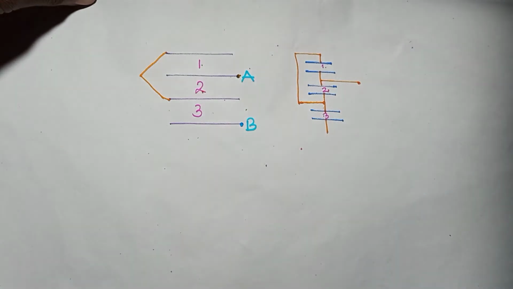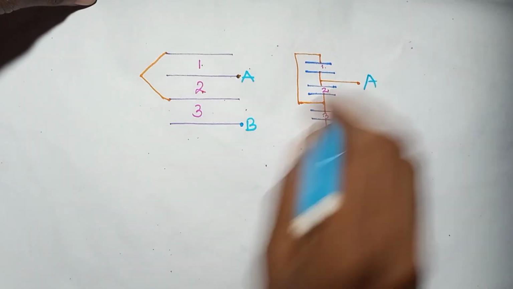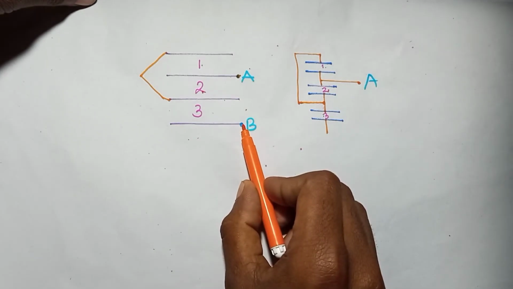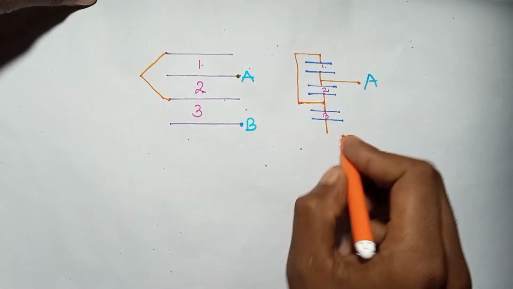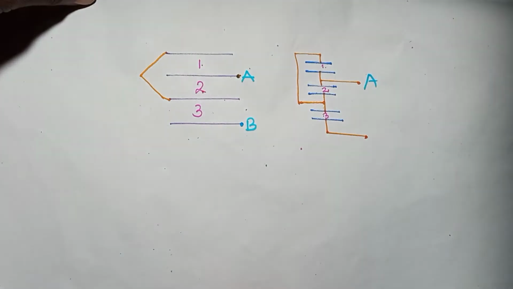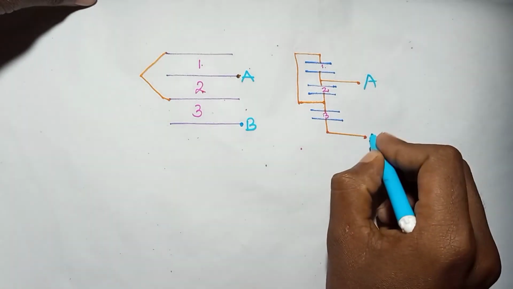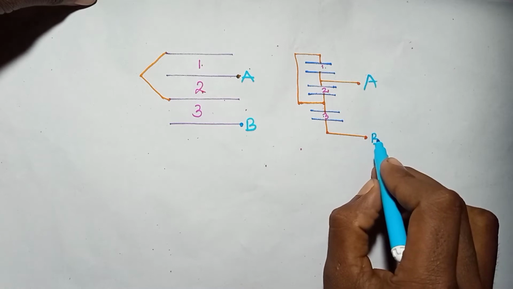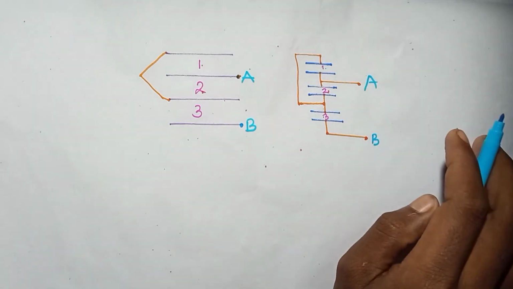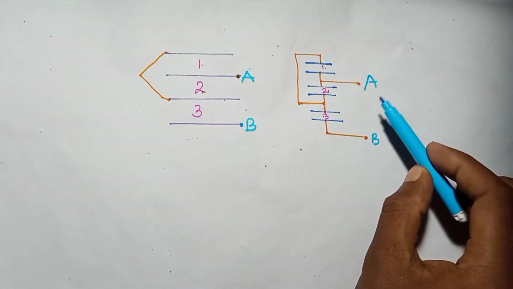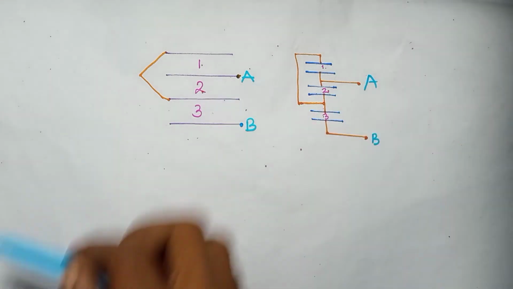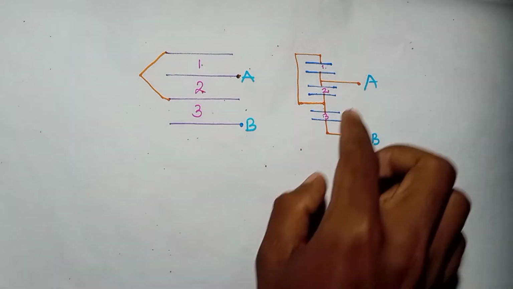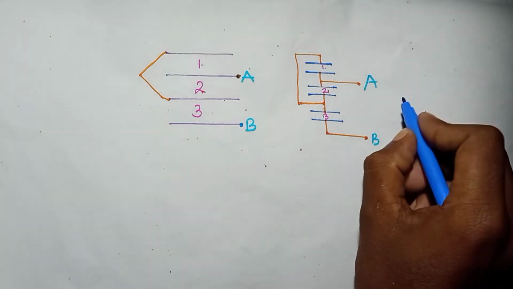And the point B is from capacitor number 3, so this will be from here, this will be your point B. So you have to find out the equivalent capacitance between point A and point B. So this can be redrawn as something like this.